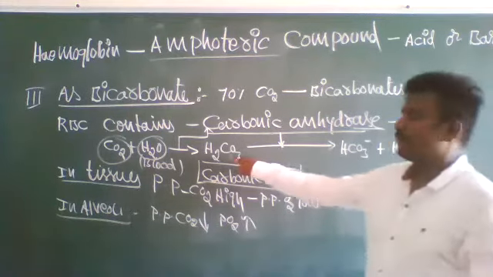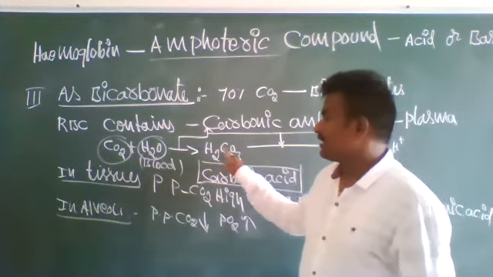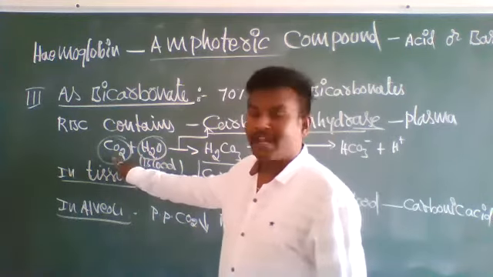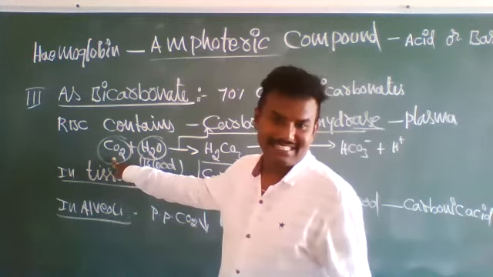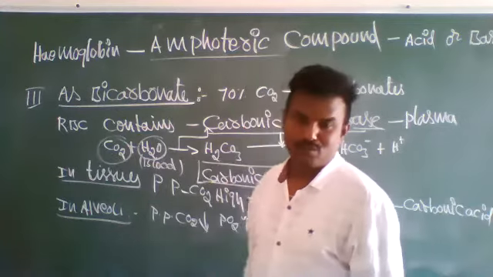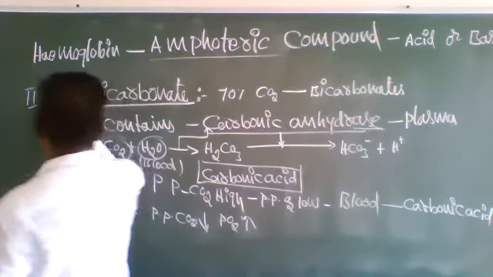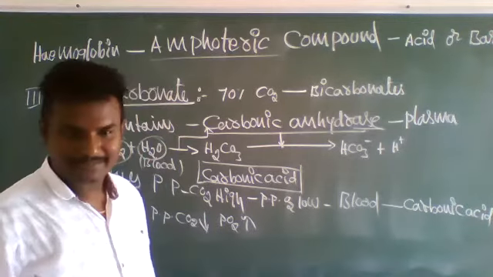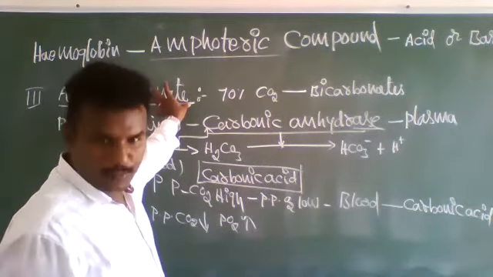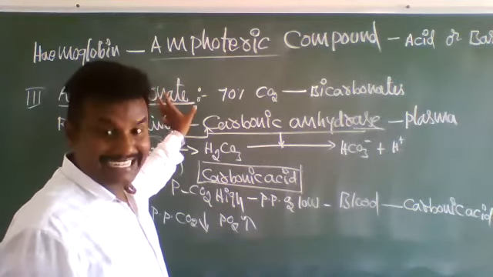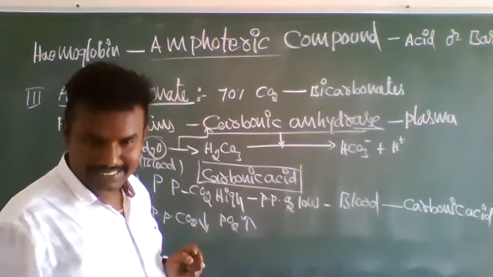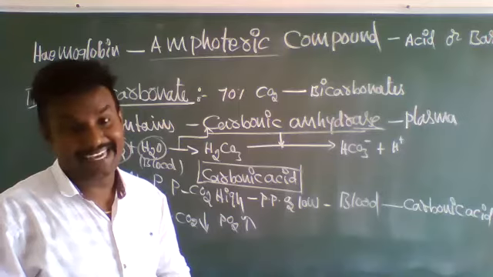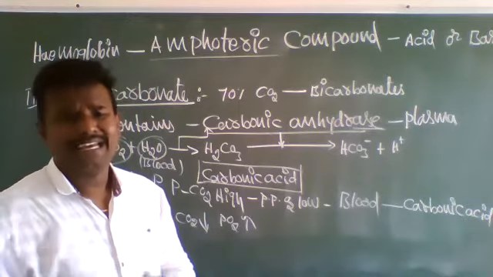HCO3 is combined and forms carbonic acid. This carbonic acid dissociates into water and carbon dioxide. So this carbon dioxide from the alveolar sacs is expelled out. Okay, so 70% of carbon dioxide is trapped as bicarbonates and expelled out through alveolar air, through the respiratory pathway.